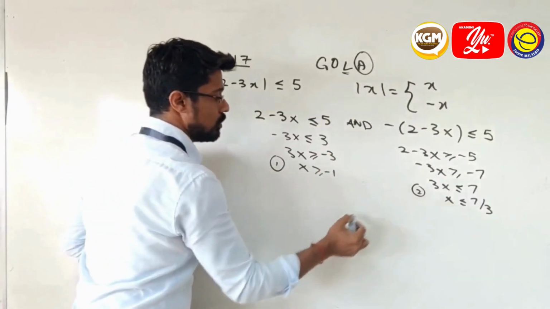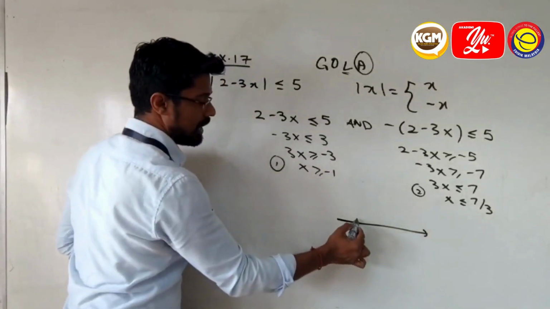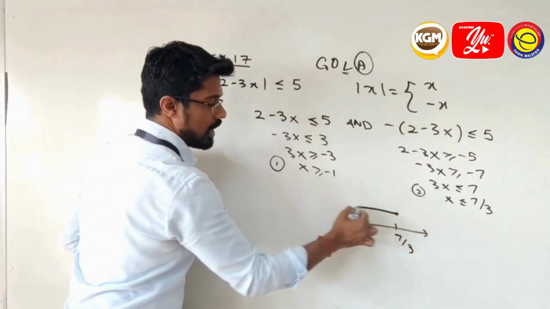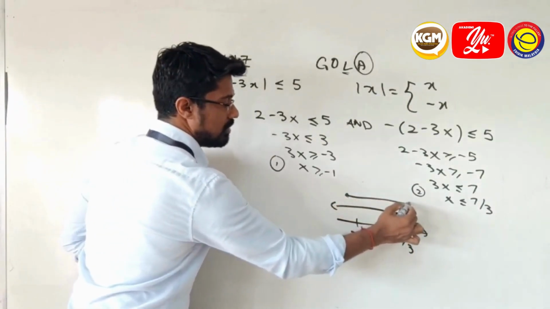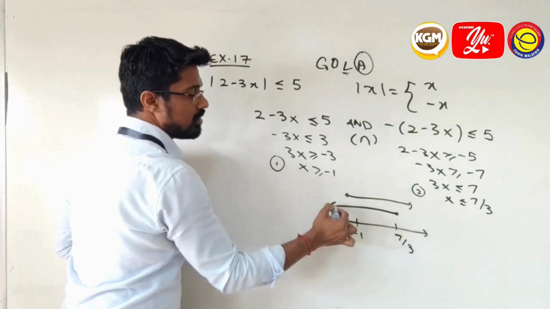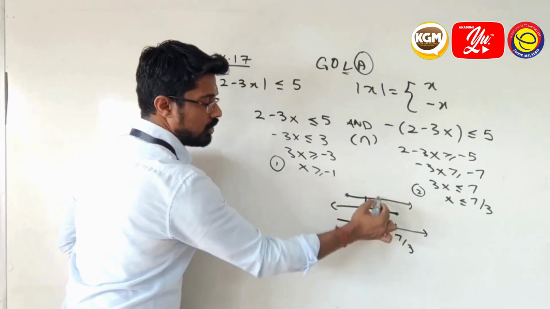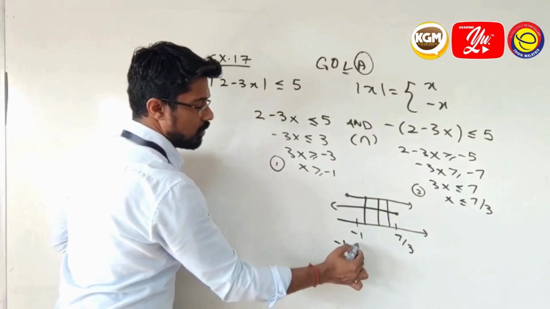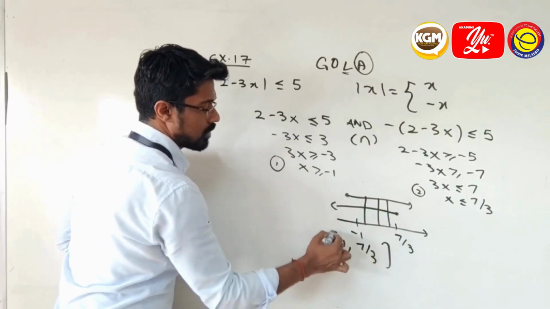I got solution 1, solution 2. I combine using my number line. So negative 1 here, 7 over 3 here. This guy going this side, this guy going this side. The word and means I need to do intersection. So it is intersection between solution 1 and solution 2. So I do like that. The final answer going to be this.